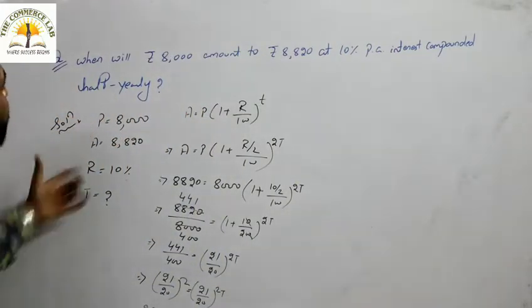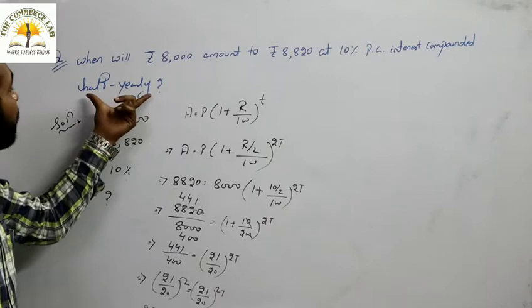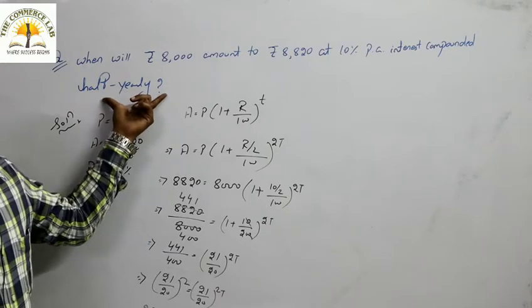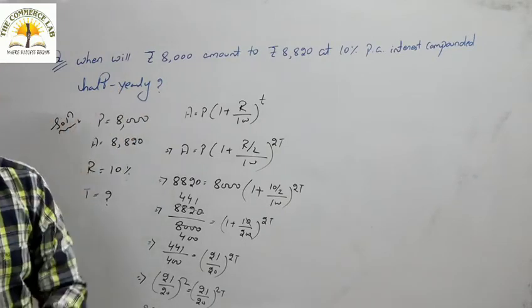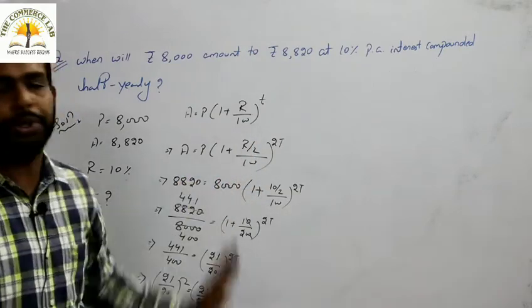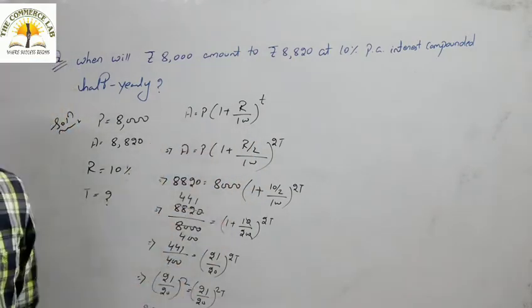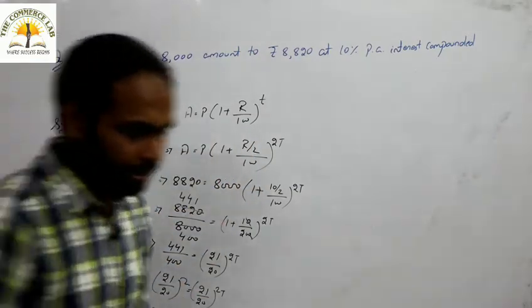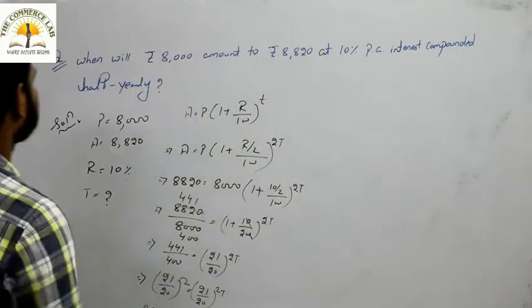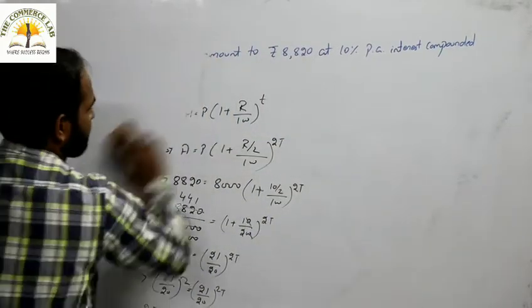So when will 8,000 amount to 8,820 at 10% per annum interest compounded half yearly? So P is given, but when interest is calculated on a half yearly basis, R becomes R by 2 and T becomes 2T. Then go for the procedure. Fine. Then come to the next part. Okay, come for the next question.